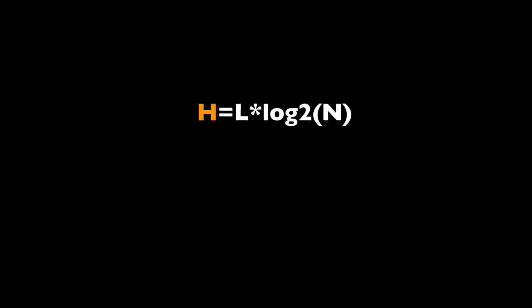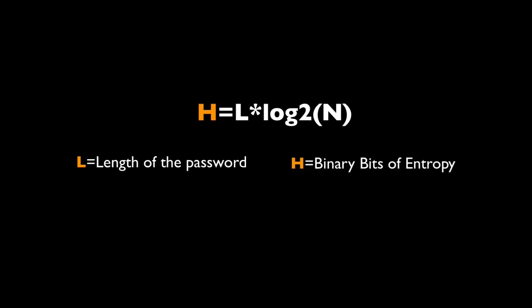Now, randomness is an issue when it comes to computers, since computers can only generate pseudo-random numbers. All right, so let's look at an entropy example and things will be much clearer. We calculate entropy using the following formula: H equals L times log2 of N. L is the length of your password, H is the total binary bits of entropy, since entropy is calculated using bits, and N is the number of possible symbols in a password.